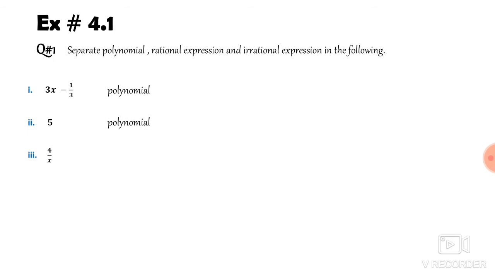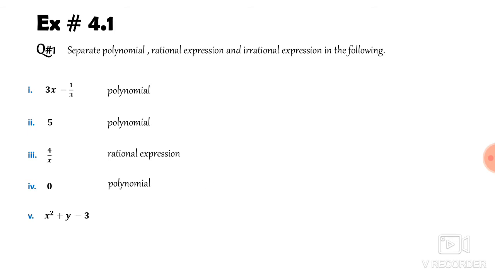4 upon x. This is not a polynomial. This is a rational expression because we have a polynomial in the numerator and we also have a polynomial in the denominator. This 4 is a polynomial. We have a polynomial in the numerator. Now check this x. x is also a polynomial. We have a polynomial in the denominator. So it is a rational expression. 0, this is also a polynomial.